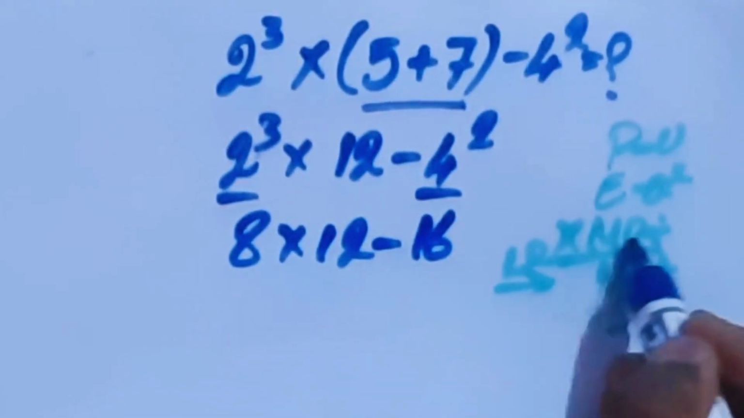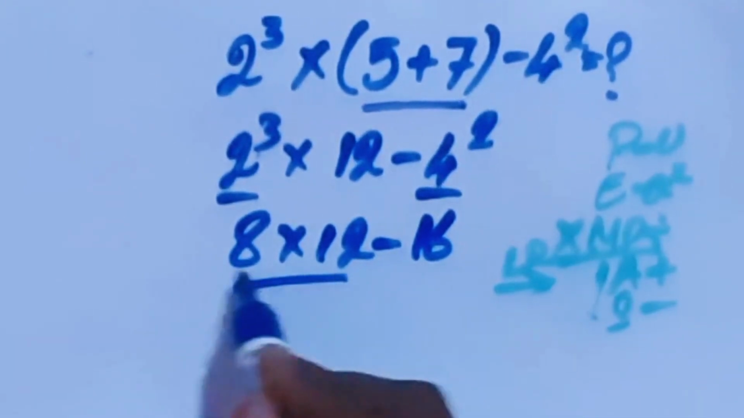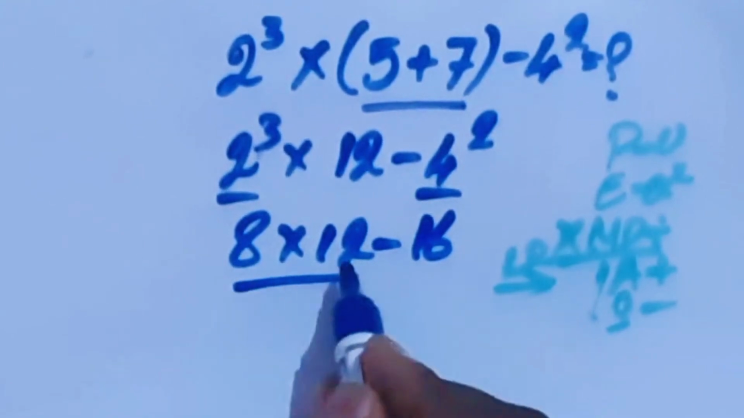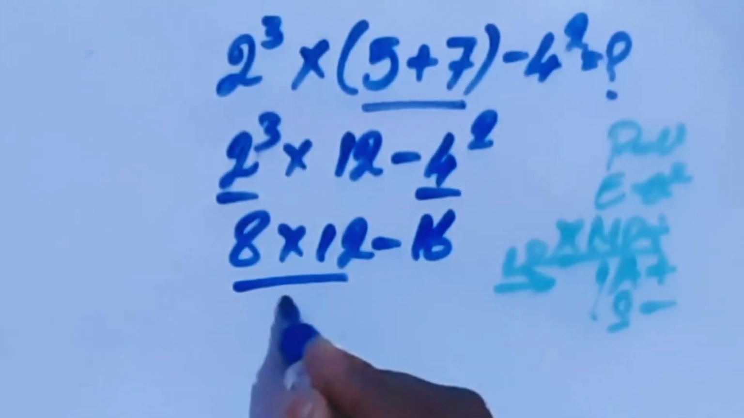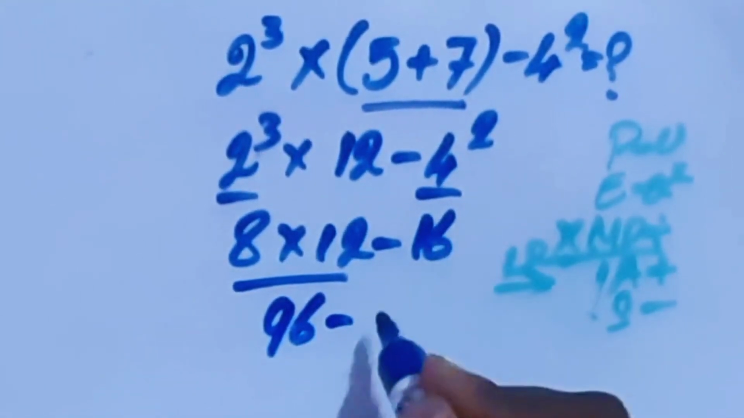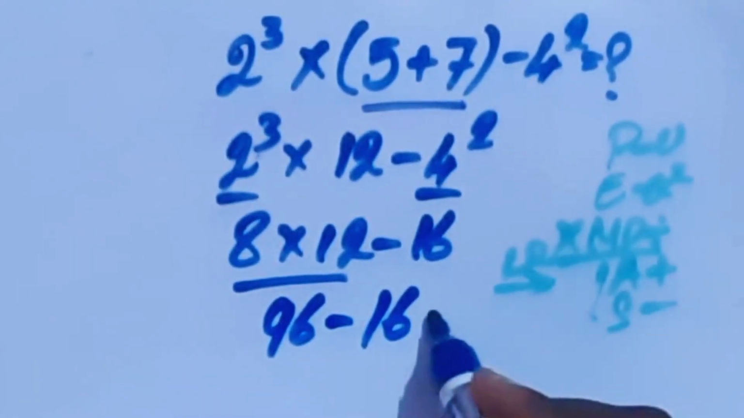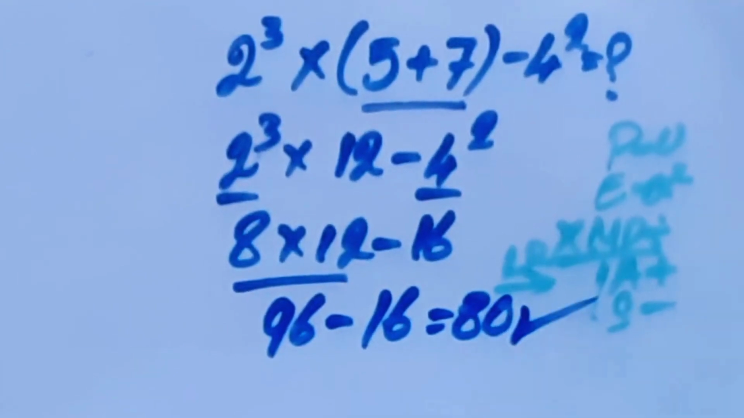Here the next priority is multiplication and division. Here we have multiplication, so we have to do the multiplication before the subtraction. Here 8 times 12 is 96, minus 16. Here 96 minus 16 is 80, which is the correct answer.